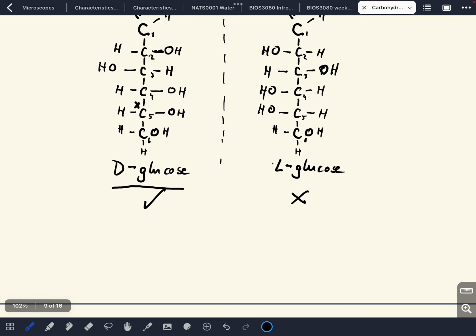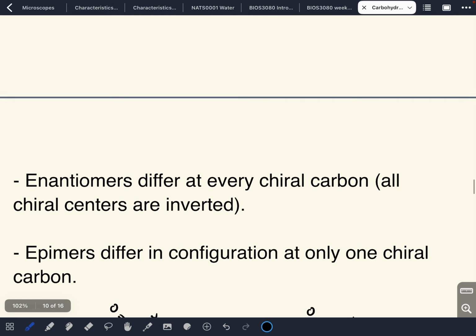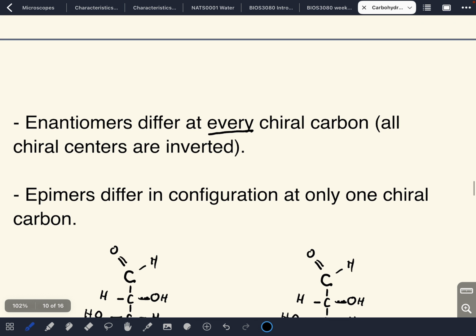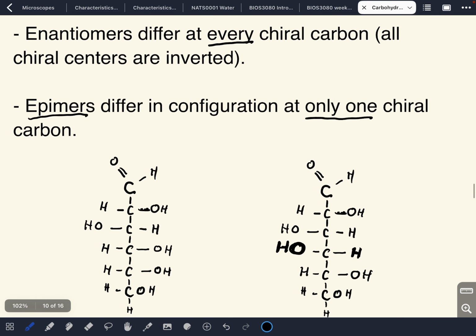So they are chemically slightly different from each other, with the OH groups pointing in different directions. They are enantiomers, because we said enantiomers differ at every chiral carbon in the way that they are pointing in different directions. We can also have what are called epimers. Epimers differ in the configuration at only one chiral carbon, and this could be any of the chiral carbons.